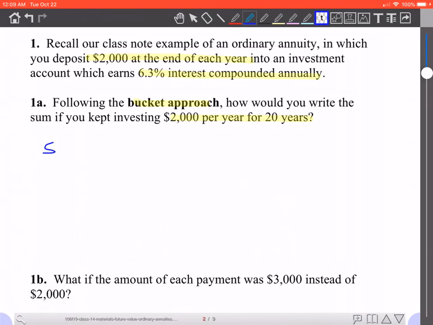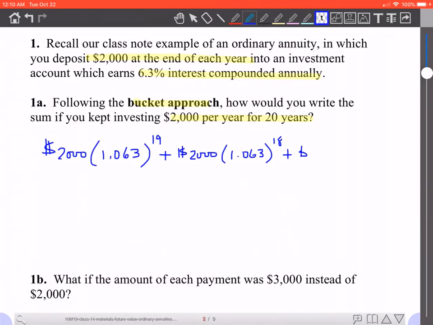Remember, we noticed that the very first deposit will collect 6.3% for 19 years. You should be asking yourself, why 19? Whoops, I was going to write out 1 plus 0.063, but I guess we can just skip a step and we'll put 1.063. 18 years, year 3 rolls around, you made a $2,000 deposit, it collected 6.3% for 17 years, and this is just going to keep going and going.